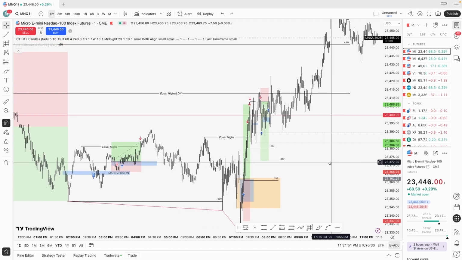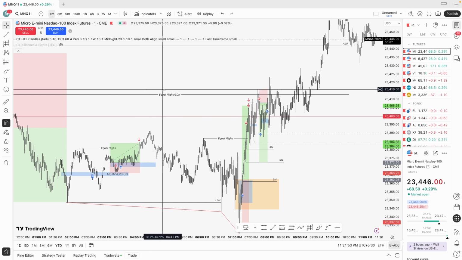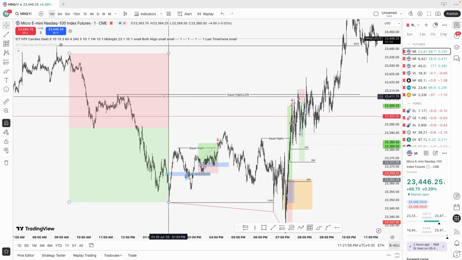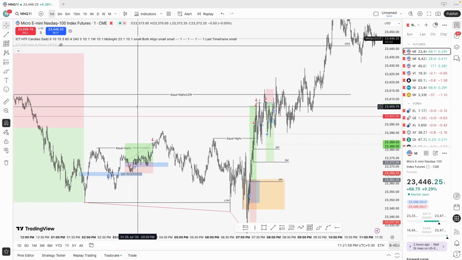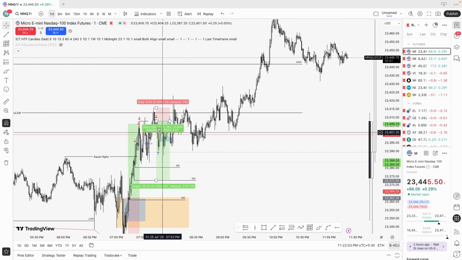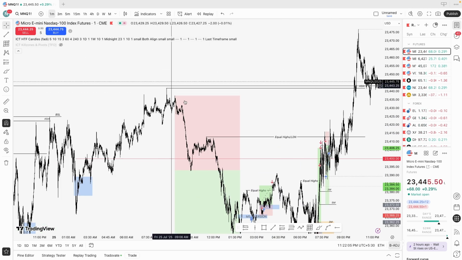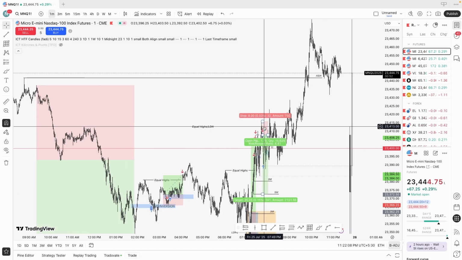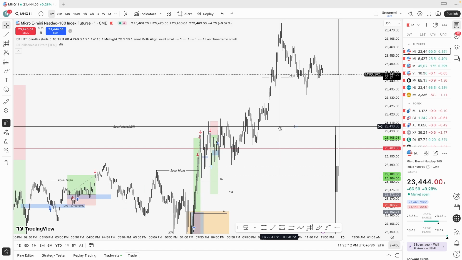So what happens? We moved from external, and then where did it go? We went to this equal slash London highs right here, one high, second high. So that makes an equal high. We also made a few highs right here, and after we swept out, we consolidated, and then where do we go? We go to Asia highs. So session highs and lows are always the first priority for draws on liquidity.